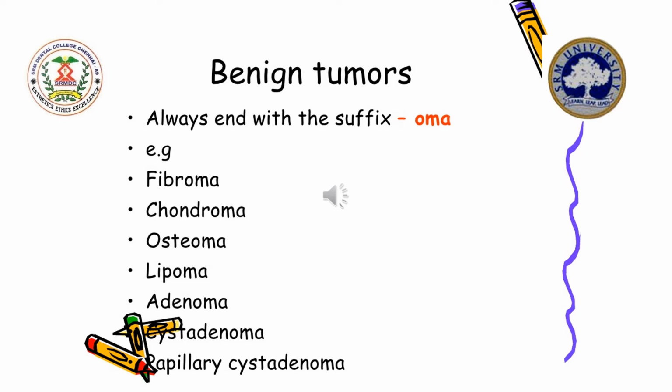Osteoma is a benign overgrowth of bone, mainly seen in the skull. Lipoma is a fatty lump, mostly situated between the skin and the underlying muscle layer. Adenoma is a benign tumor of glandular tissue. Cystadenoma is a rare cystic tumor seen in the liver. Papillary cystadenoma is also a rare benign salivary gland tumor. This is well circumscribed and contains cystic cavities.